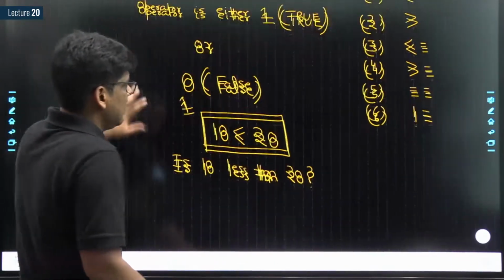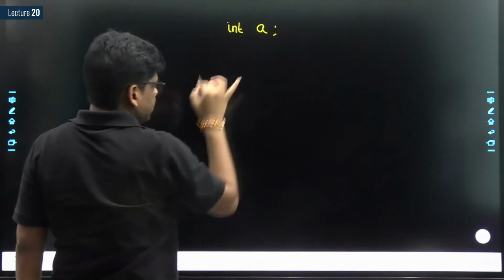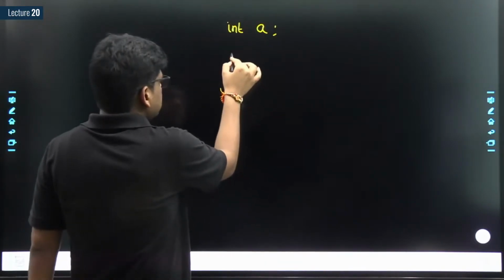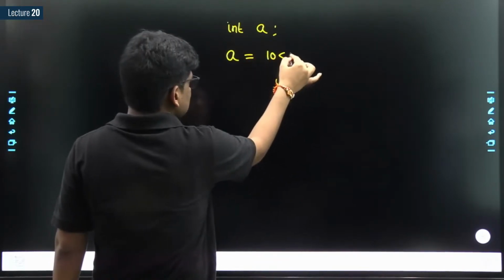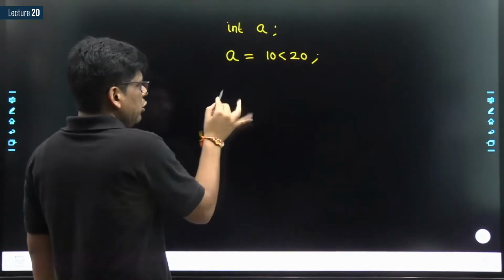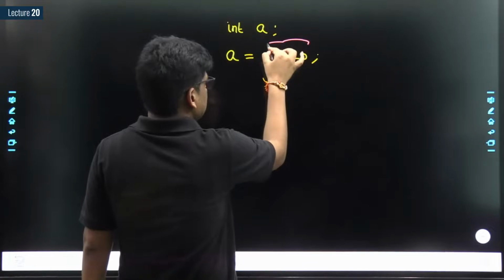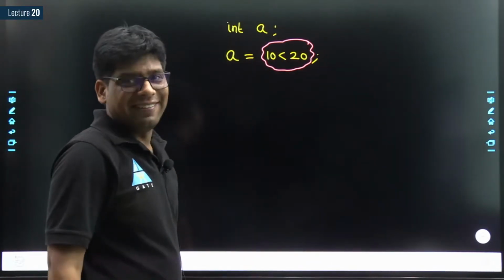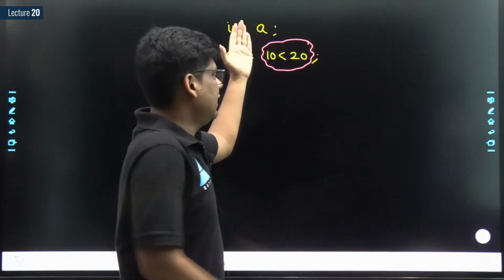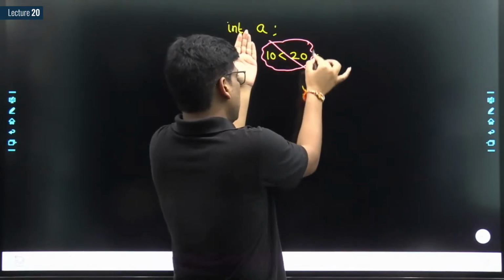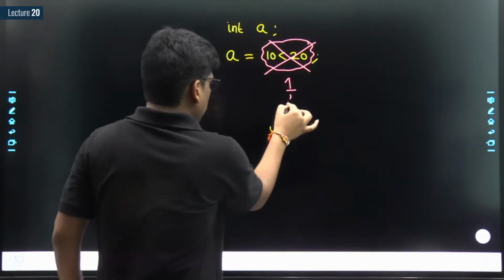For example, if I say int a, and a is equal to 10 less than 20. We know that this is an assignment statement. What happens with the assignment statement? First RHS value is calculated. Is it true to say that 10 is less than 20? Yes, it is true. That is why, what is the output of this? What is the result? This value is replaced by 1. So, what is the value that goes inside A?